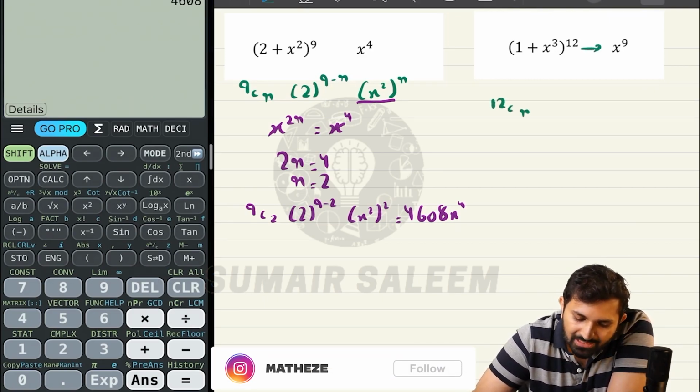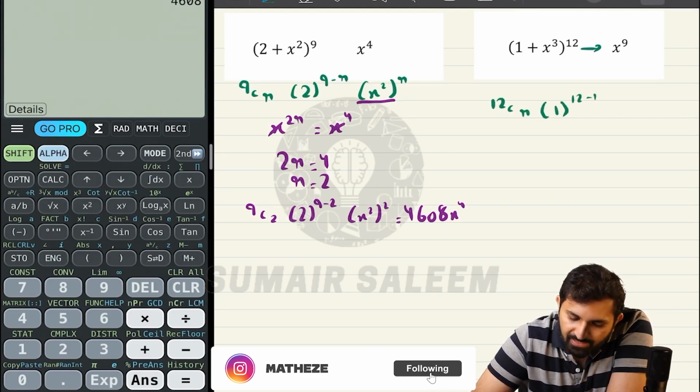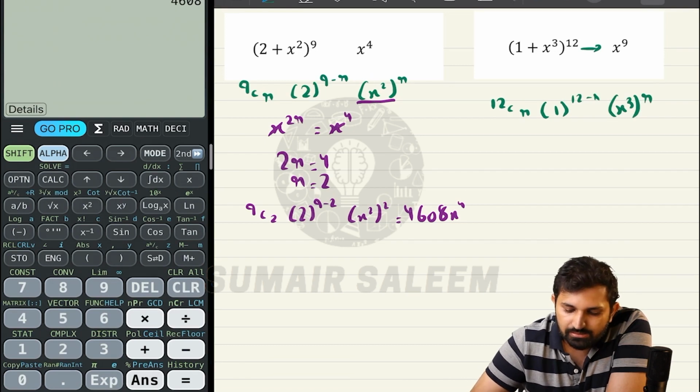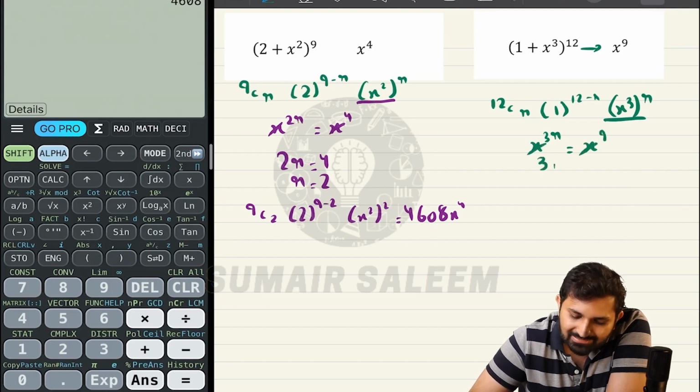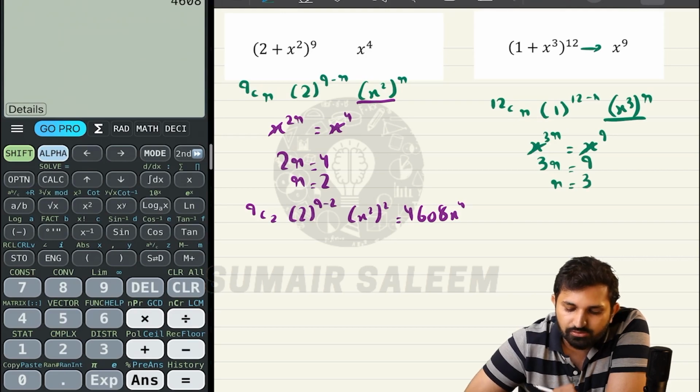So it's going to be 12Cr 1 to the power 12 minus r, x cube power r. Now what's required? You focus on x, so it's x power 3r. But required to me is x power 9. x and x cancel out. 3r equal to 9, r is equal to 3.